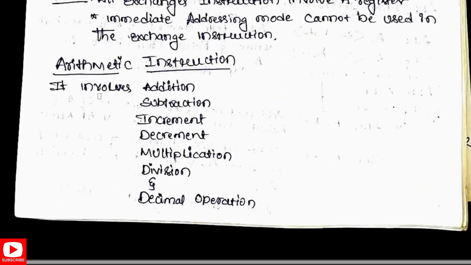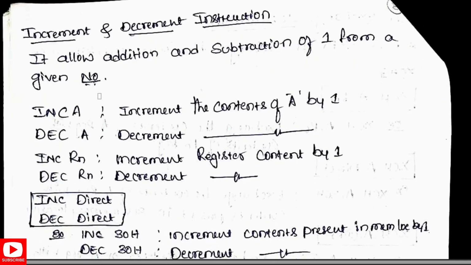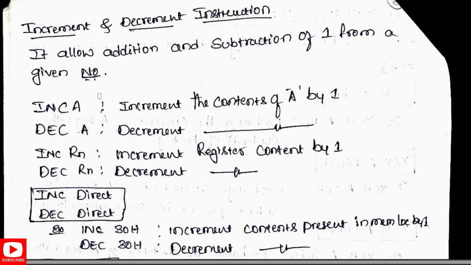Next part is the arithmetic instructions, where addition, subtraction, increment, decrement, multiplication, division and decimal operations will be discussed. Increment and decrement allow the addition and subtraction of 1 from the given number. That is, INC A means it increments the content of A by 1. DEC A means it decrements the content by 1. INC Rn means the register content will get incremented by 1, and DEC Rn means the register content will get decreased by 1.